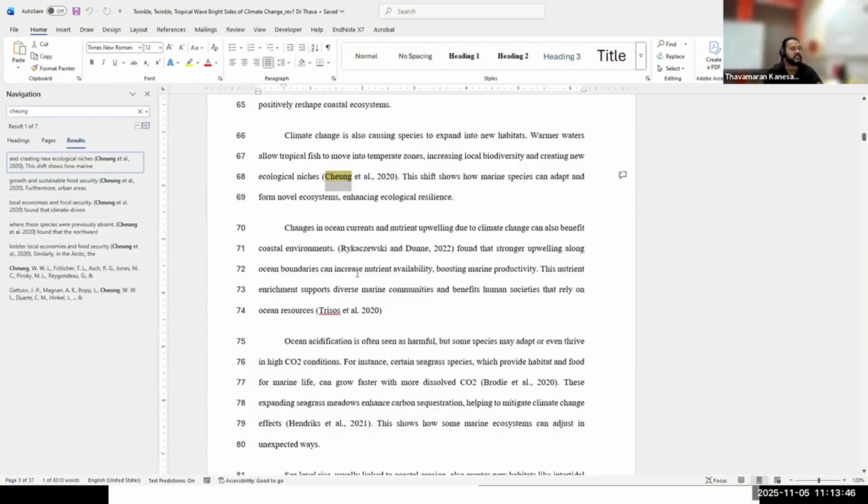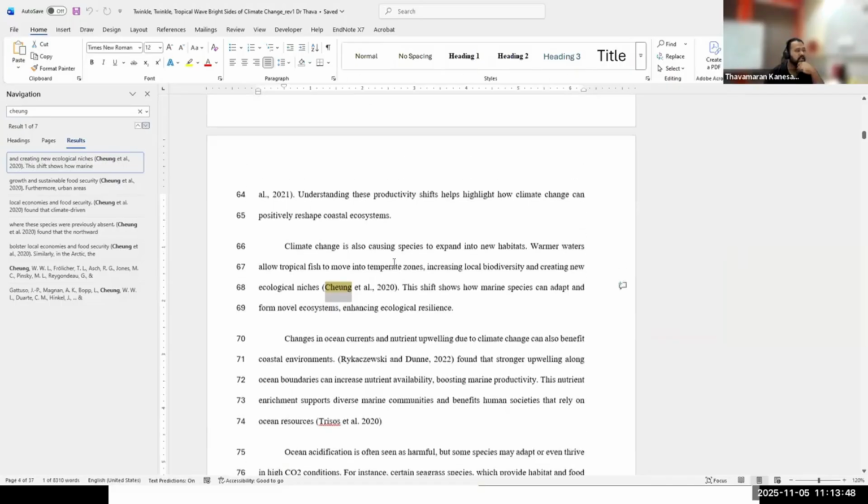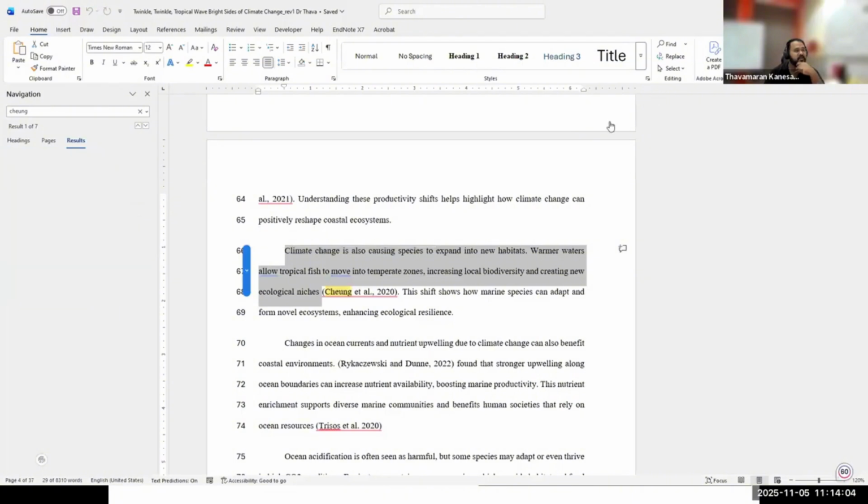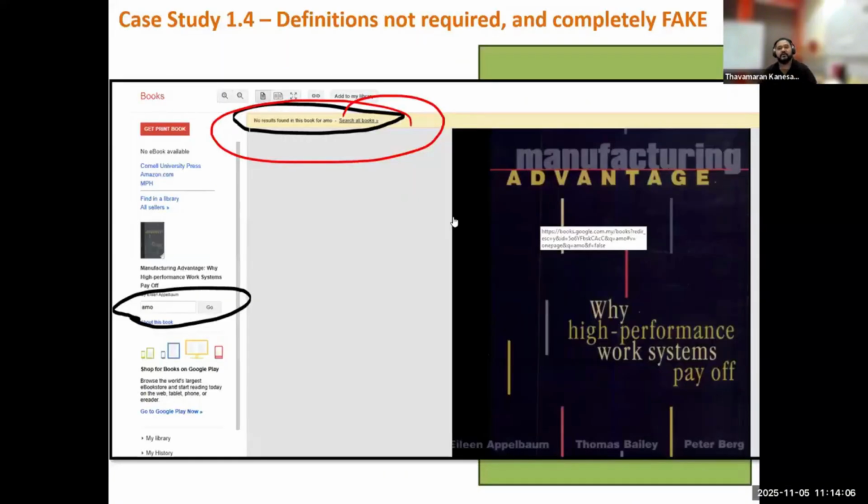Cheong said here that climate change is causing species to expand into new habitats, warmer waters allow tropical fish, boost local biodiversity, creating new ecological niches. Nothing of this is said in the paper. Nothing. So I just closed the paper. I said I'm not going to read any further, and asked the student to redo. Cannot continue because I cannot spoil my name like this.